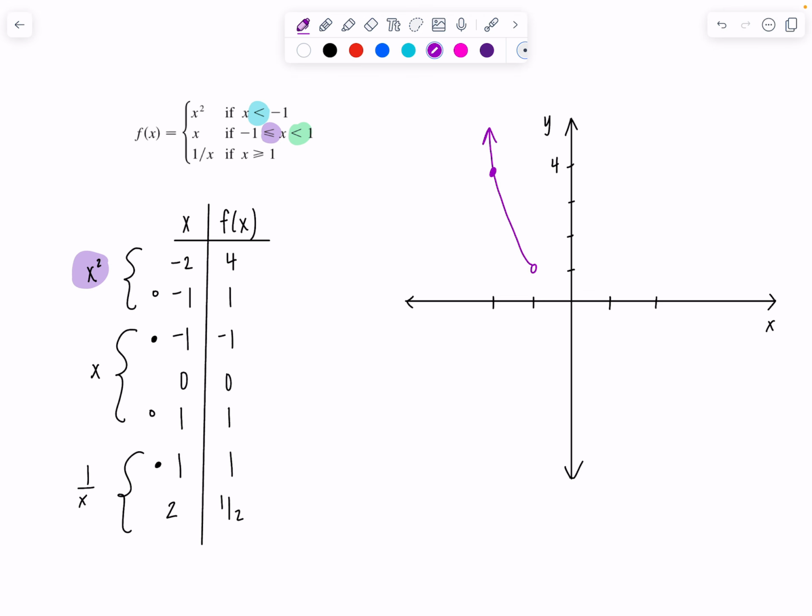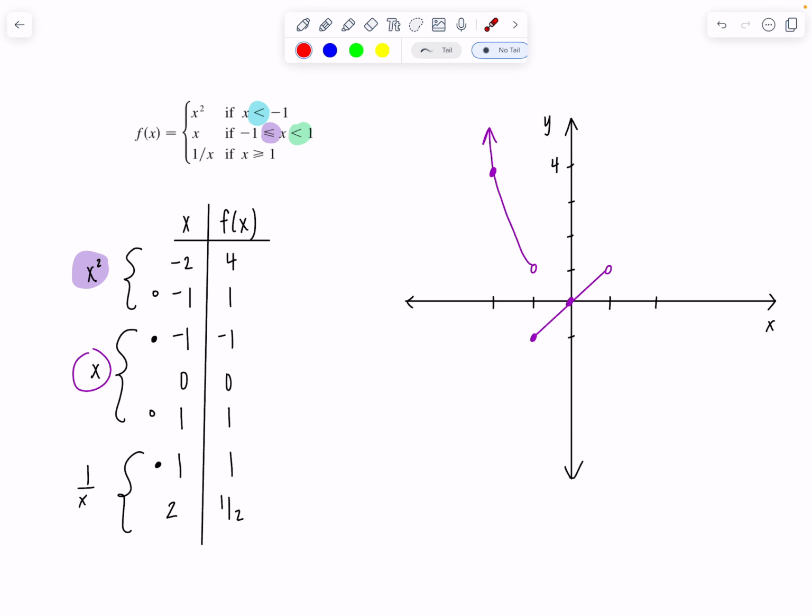Negative 1, negative 1. Let me say that's right there. Negative 1, closed circle. 0, 0, 1, 1, open circle. That's getting plugged into f of x equals x. That's just a line, right? Linear function. Slope is 1, goes through the origin. Very good.